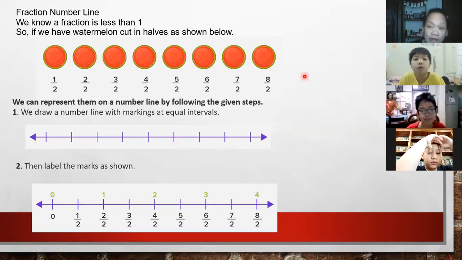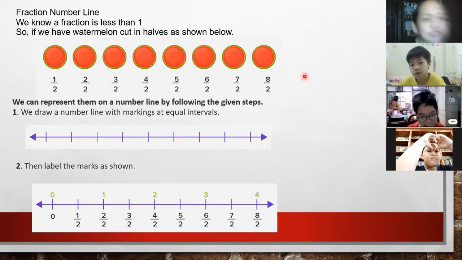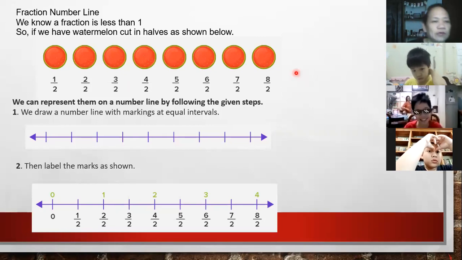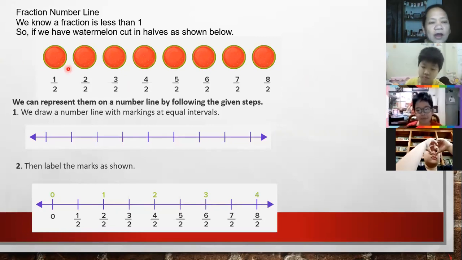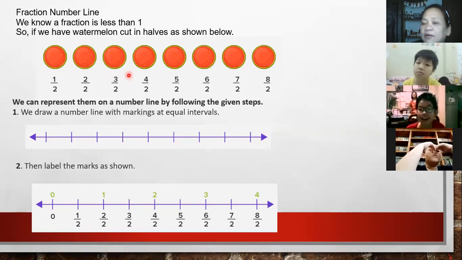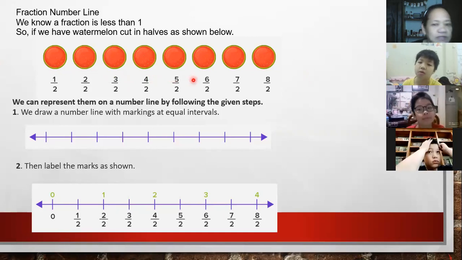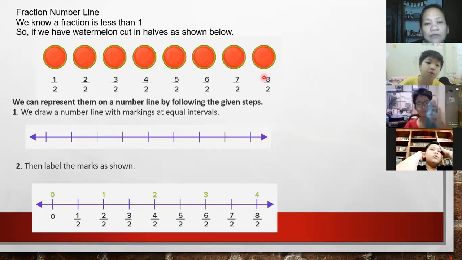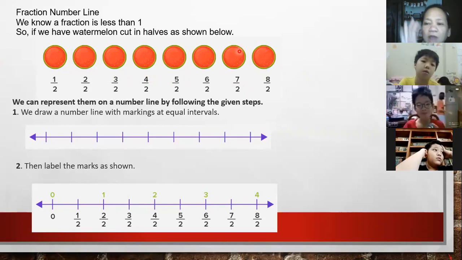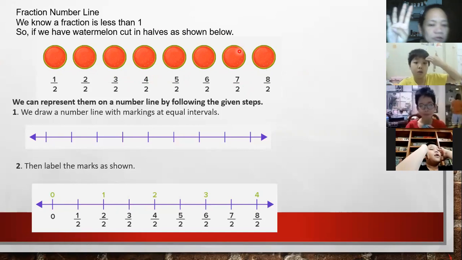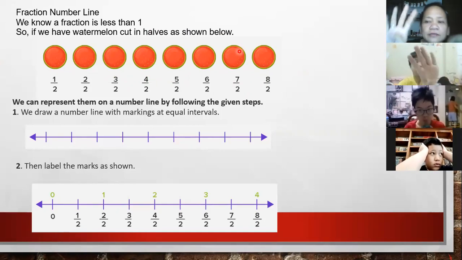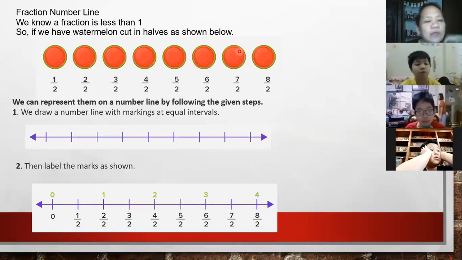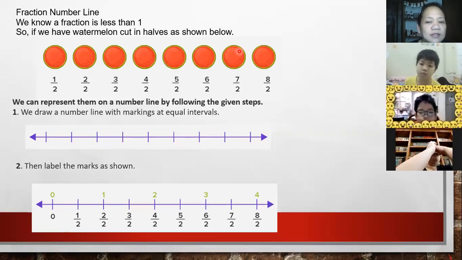Very good. Okay. So, this is what we call the number line. We start with 1 half, 2 half, 3 half, 4 half, 5 half, 6 half, 7 half, and 8 half. So if you will add all of these watermelon, you have how many watermelon? 4. Okay. So we can represent them on a number line by following the given steps.